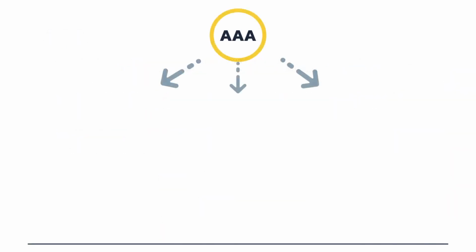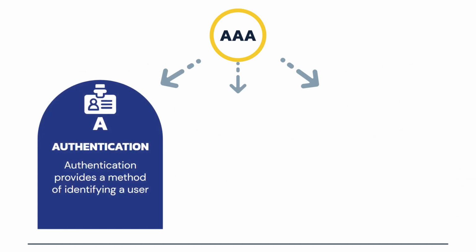So, what is the first A? The first A is authentication. Authentication provides a method of identifying a user, typically by having the user enter a valid username and password before access to the network is granted. Authentication is based on each user having a unique set of login credentials for gaining network access.